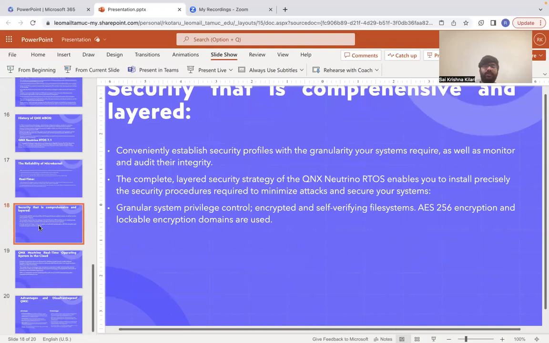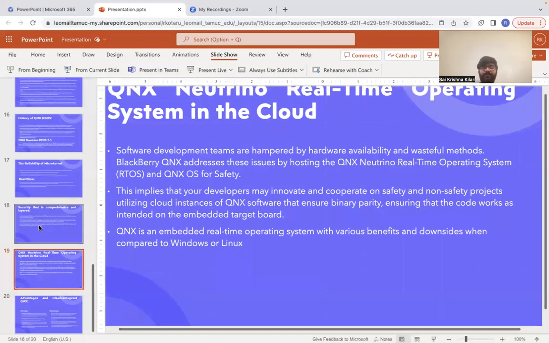Security is comprehensive and layered, letting you conveniently establish the security profiles and granularity your system requires, as well as monitor and audit their integrity. The complete layered security strategy of QNX Neutrino RTOS enables you to install precisely the security procedures required to minimize attacks and secure your systems. Granular system privilege control, encrypted and self-verifying file systems, AES-256 encryption, and lockable encryption domains are used.